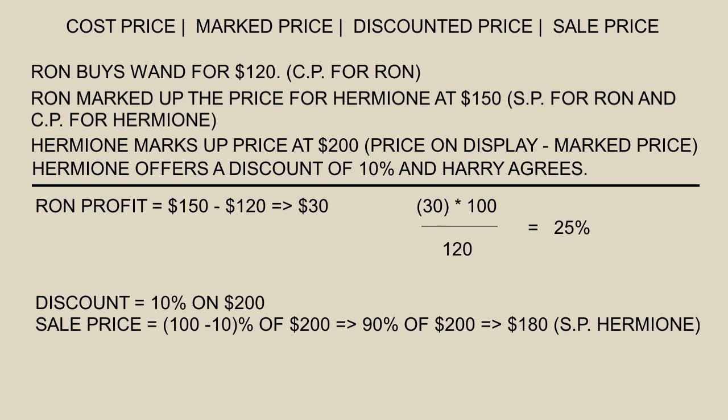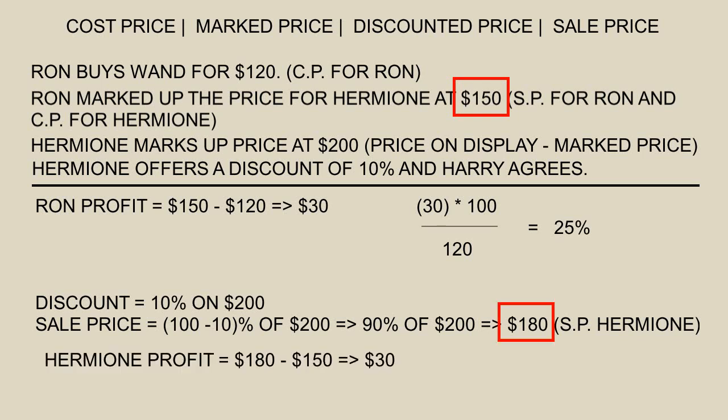Overall, what is the profit or loss percentage for Hermione? Well, this is simple. What was the final cost price for Hermione? It is $150. What is the selling price for Hermione? It is $180. So the profit is the difference of the two, which is $30. Or in other words, a profit percentage of 20%.